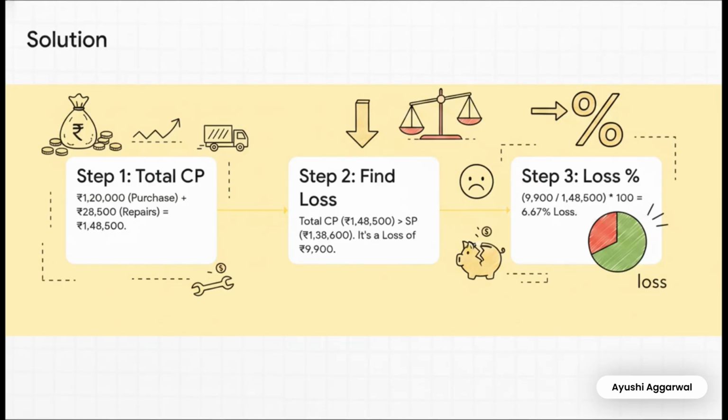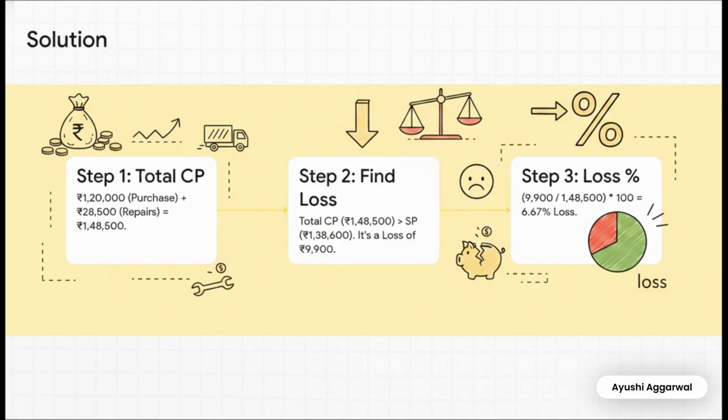Here's the correct approach. Step 1, you always have to calculate the total cost price. That means the purchase price plus any extra expenses like repairs or transport. So here, our total CP is 1,48,500. Step 2, now we compare. Our total CP is actually more than the SP. So what does that mean? It means Sushma made a loss. How much? We just subtract the SP from the CP, which gives us 9,900 rupees.